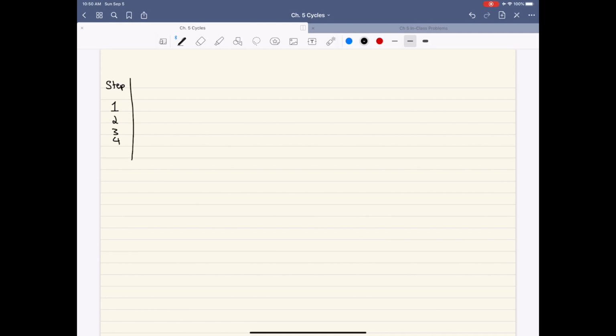Of the cycle. The second column, I'm going to put those initial volumes at the beginning of each step. So from the problem statement, we had 1, 1.7, 0.778, 0.457. So these are given in the problem statement.